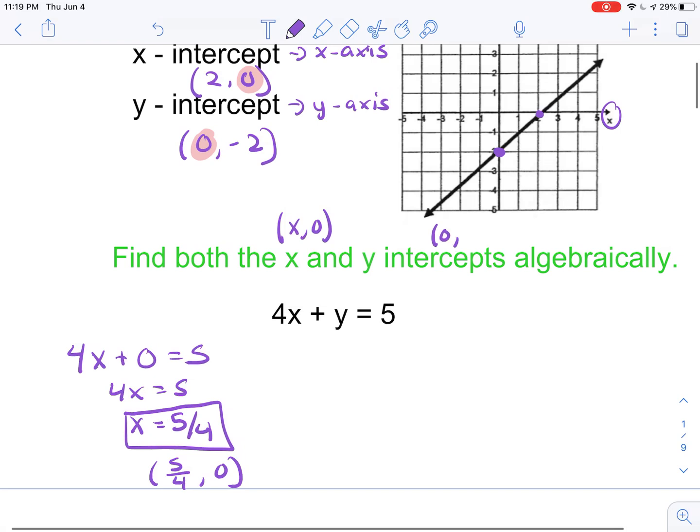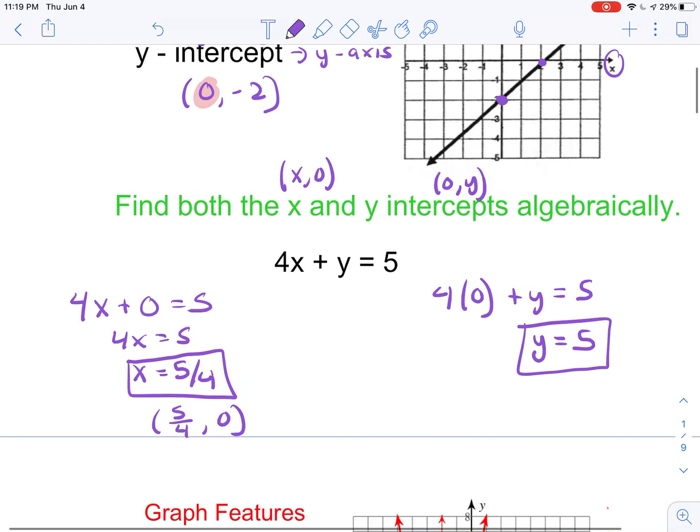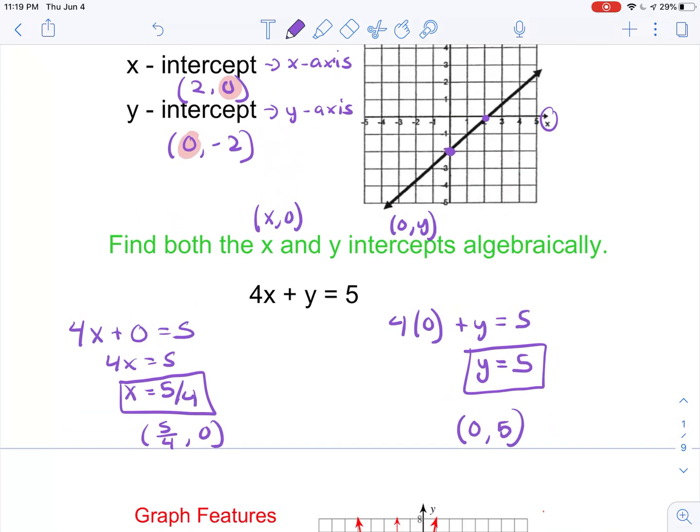If I want my y-intercept, we hopefully should know that every y-intercept has the format (0, y), which means we can plug in 0 for my x value. So if I do that here, I get that my y is equal to 5, meaning my graph will cross at 5 on the y-axis and hit the coordinate (0, 5). All right, so that's x and y intercepts.